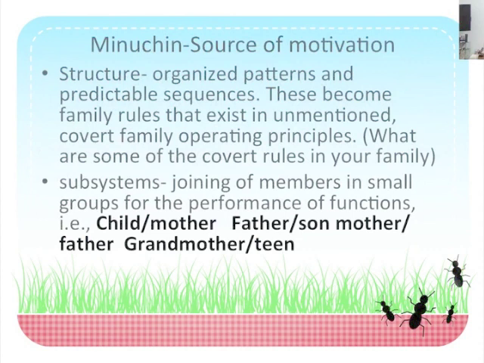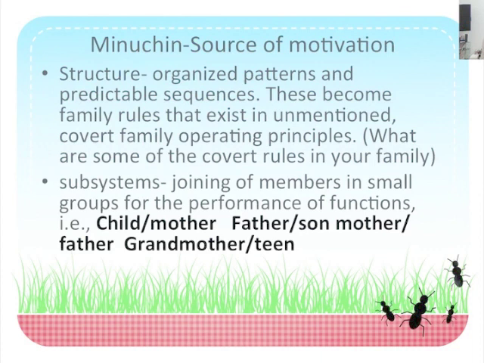Structure. So organized patterns and predictable sequences are the main ways he's thinking about structure. These become family rules that exist as unmentioned, covert family operating principles. So think about that. Think about your own family. What are some of the covert rules in your family? Rules that exist that everyone follows, but have never been discussed and never been written down, yet everyone seems to know them.